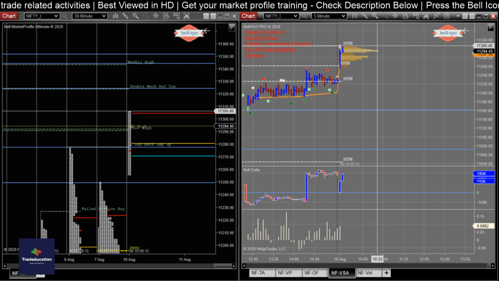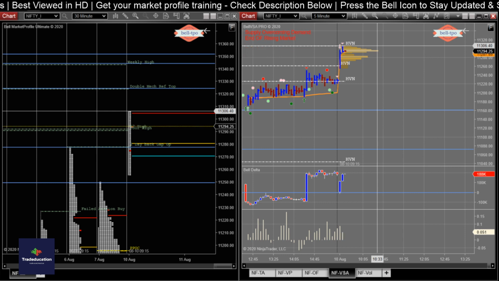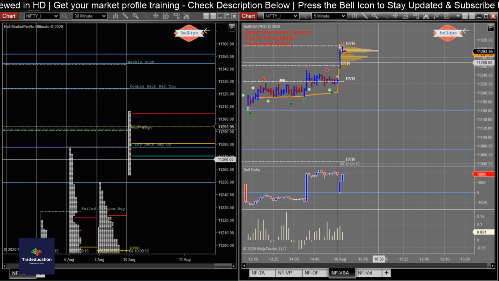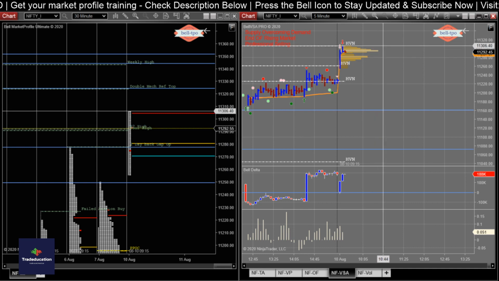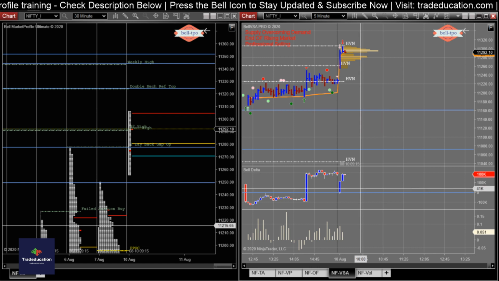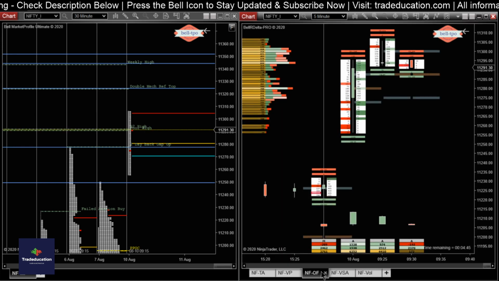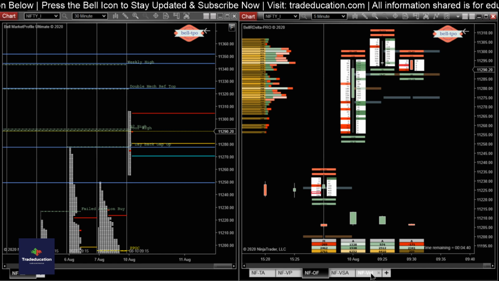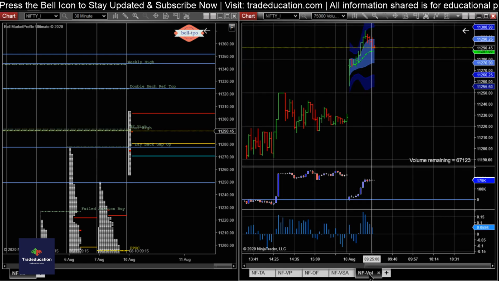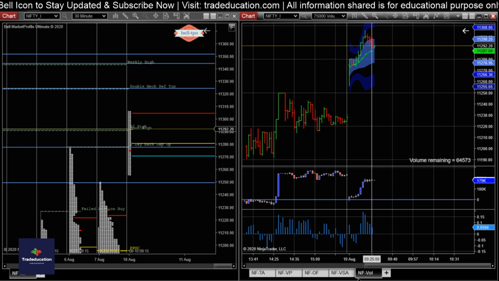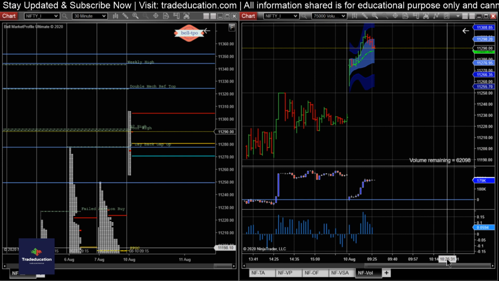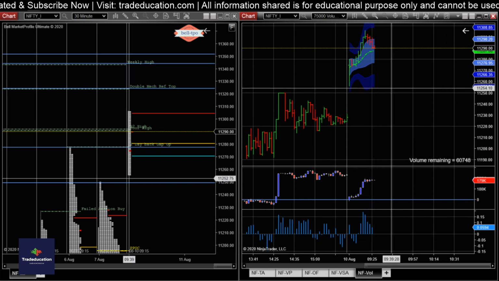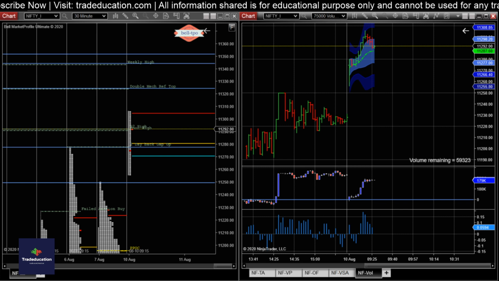Okay, so this particular HVN has already tagged 306, and that's where the sellers came in. So this was a good trade. From 260 to 306, so about 40 points gain or 46 points gain, that was a good trade from the long side. So now just wait for the VWAP test. Okay, so I'm just waiting for the VWAP test.